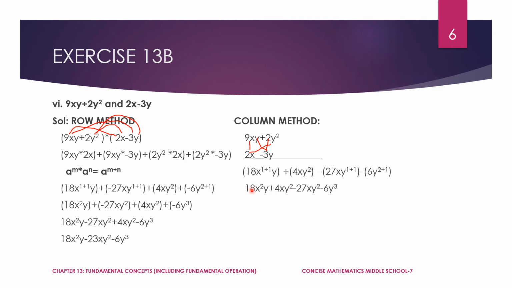Next, 18x square y plus 4xy square minus 27xy square minus 6y cube is the answer. Now, because they both are having like terms, you can just put the bigger number sign and subtract it. 27 is having a bigger number sign, that is minus. So you have to put minus 23xy square.